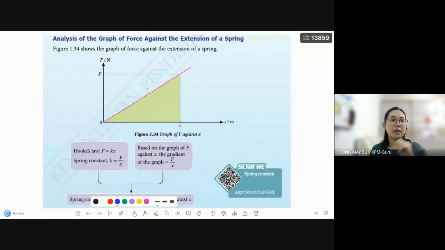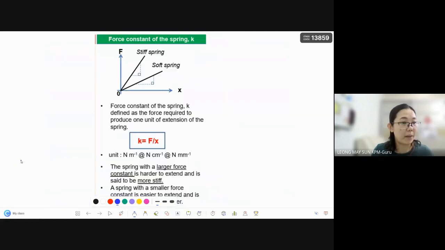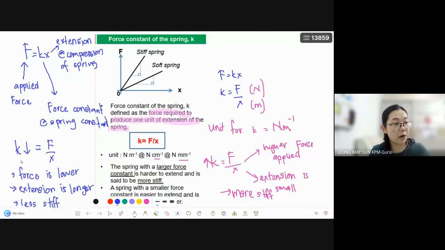Now, can we write more flexible if the spring is less stiff? No, Xiang, it's better not to use the word flexible. I would prefer you guys to use back the terms that I have mentioned just now, which are spring constant, the force applied, the extension, and stiffness. Don't use the word flexible.